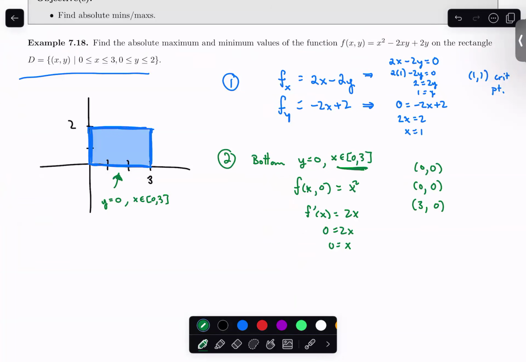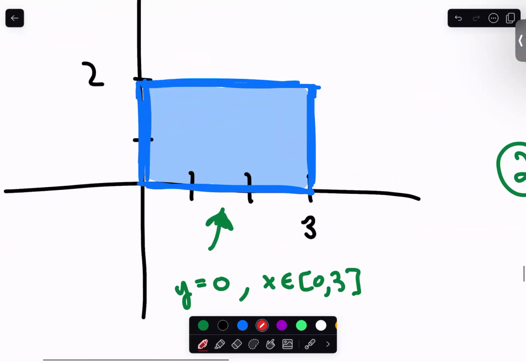Quite often what I like to do, just to make sure that I'm not forgetting anything, is draw these on my sketch. So I have here so far 0, 0, I have 3, 0, and I also saw my critical point was 1, 1. So these are my 3 points that so far need to be on my list.